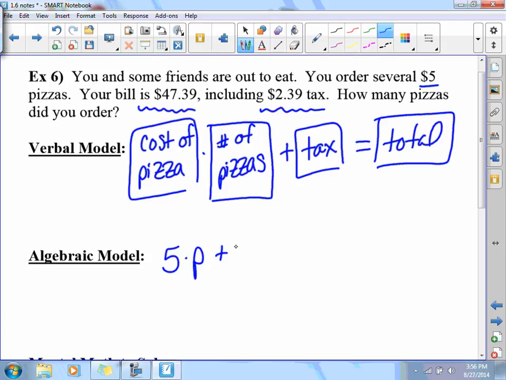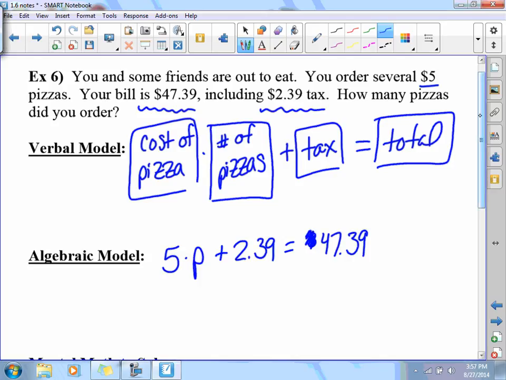We know that our tax is $2.39. And we know that we spent $47.39. Actually, you don't need that dollar sign in there. I just wrote that because I was looking at it in the problem.